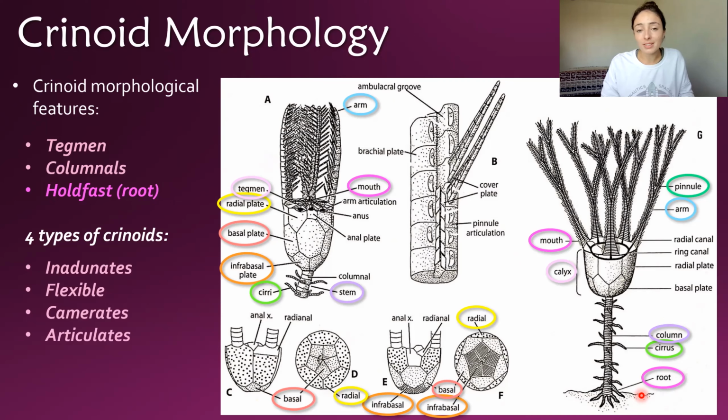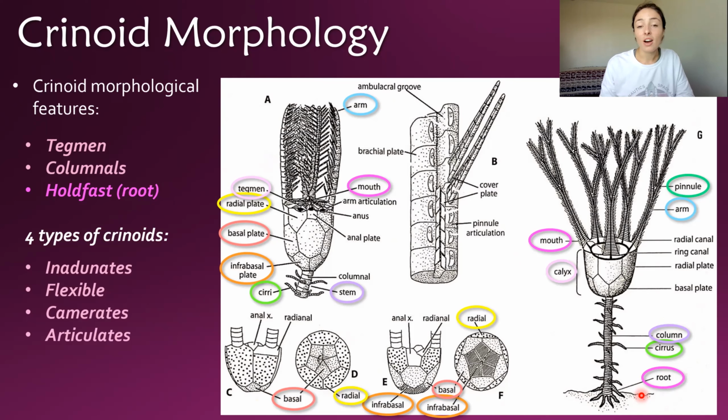And they're named because their multiple calical plates are loosely united, and they have a flexible tegmen with an exposed food groove and mouth. And last, for the flexibles, they have arms with no pinnules. Next, we have the camerates. The camerates have a rigid calyx, a food groove that's covered by the tegmen, and multiple fixed brachials and interbrachials.